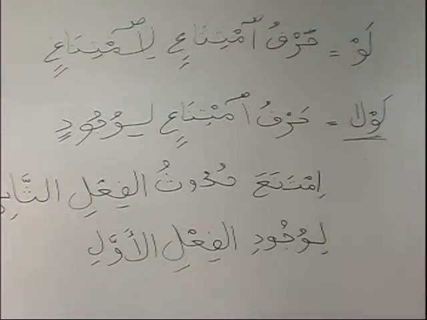Remember, lawla is one word, not two. One word. Are you with me, brothers and sisters? Lawla is one word. Now, what is the meaning of lawla? Again, it is harfu imtina'i. What is imtina'i? In order, what is imtina'i? Masdar, from form 8. What is the verb? Imtana'a. What is the meaning of imtana'a? To become impossible. To be or become impossible.